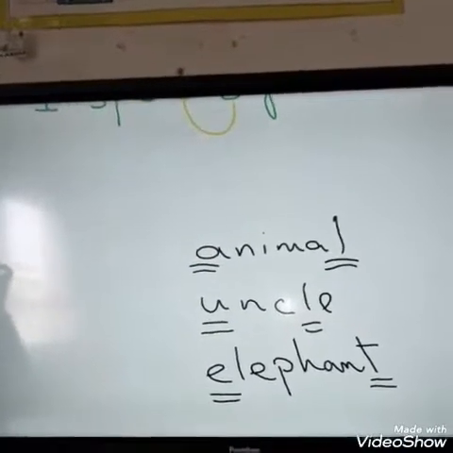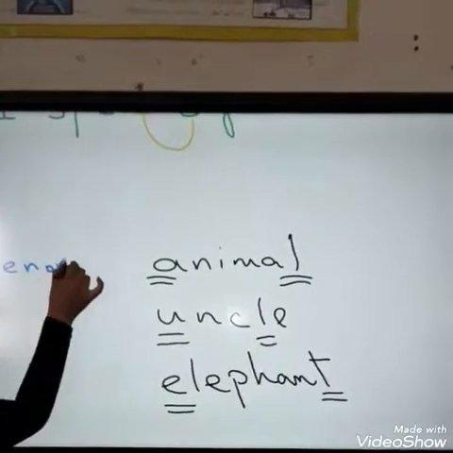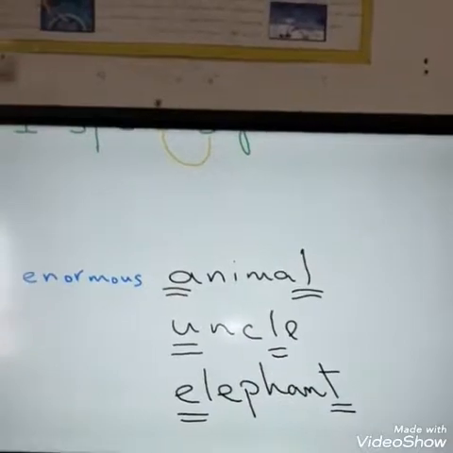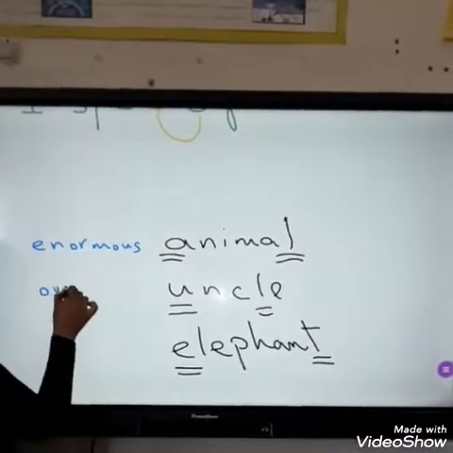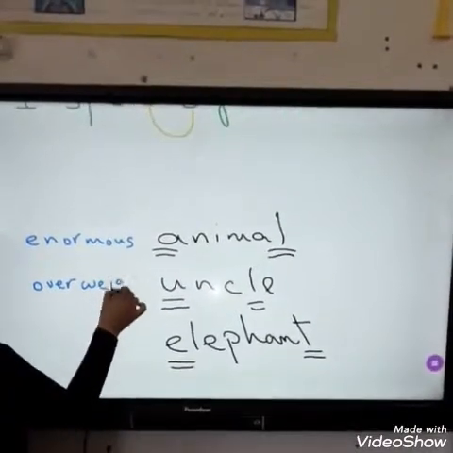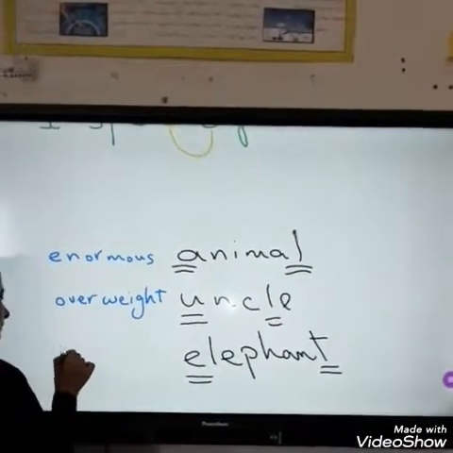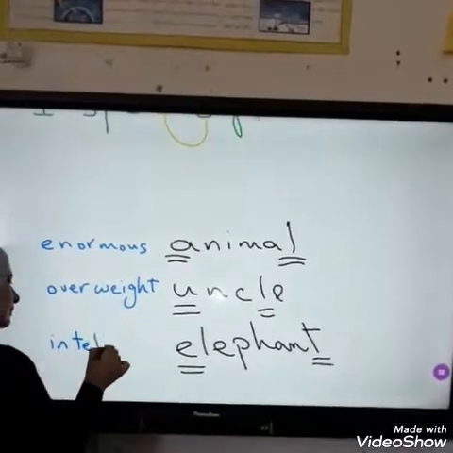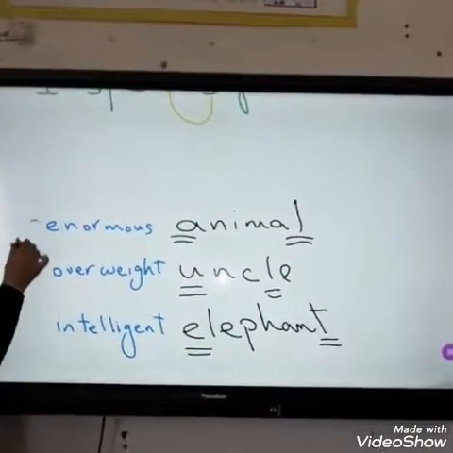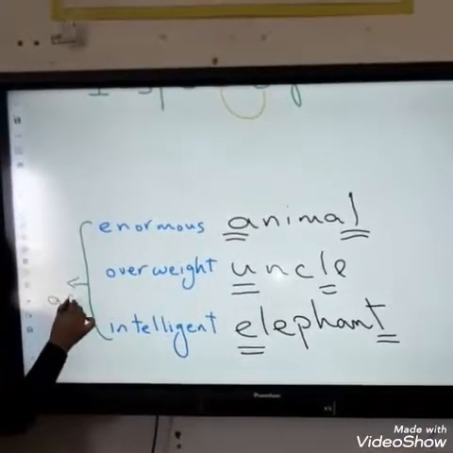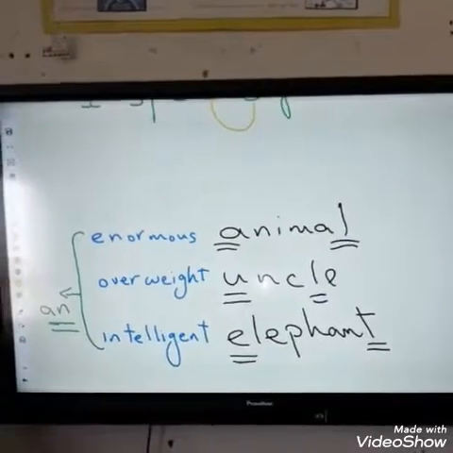Now I'm going to find an adjective for each word. Enormous. Enormous means very, very big. Overweight, intelligent. And I'm going to add the indefinite article an before them. Okay, let's try to pronounce.